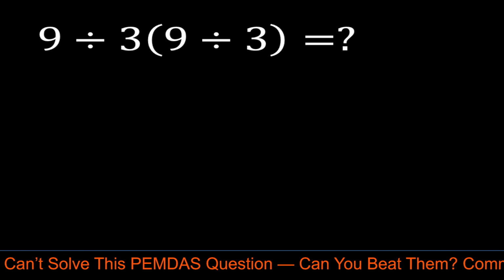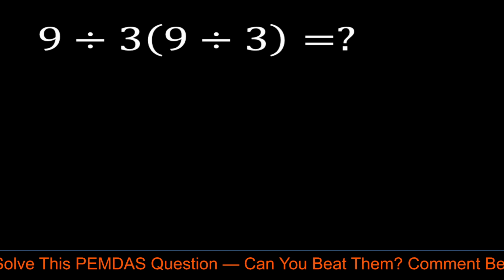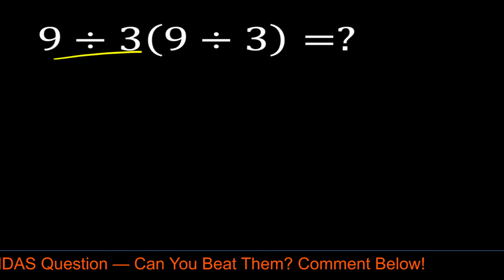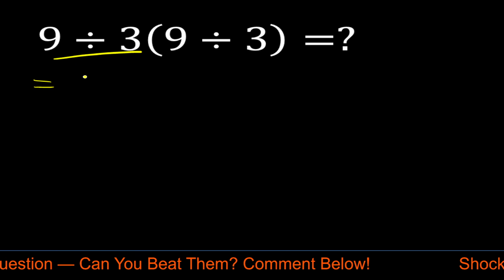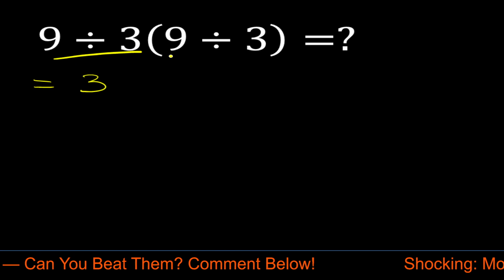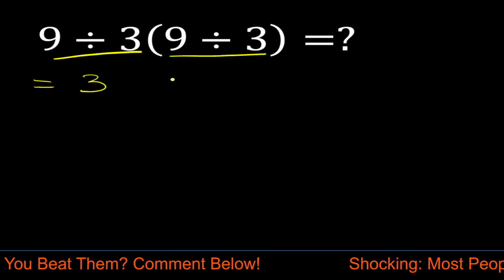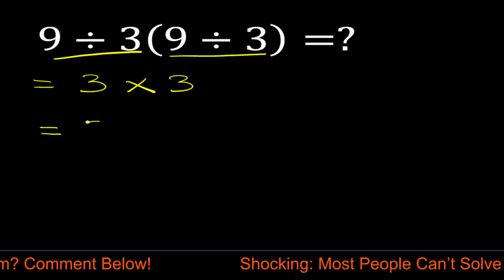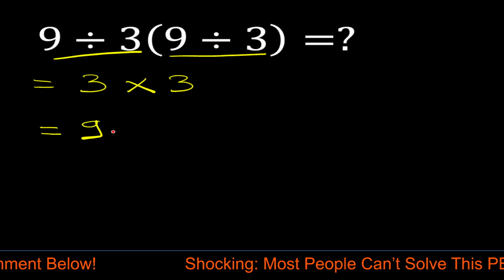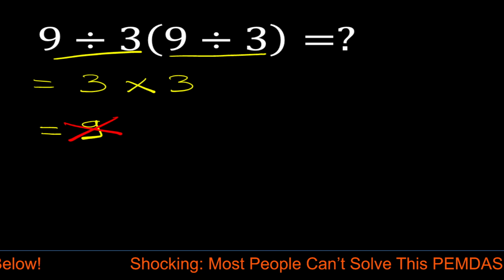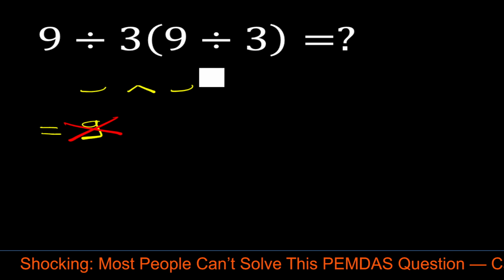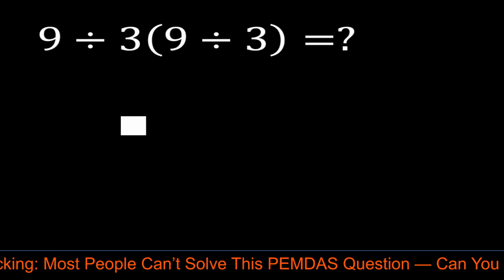So most people solve this question like 9 divided by 3, right, is equal to 3. Then again 9 divided by 3 is equal to also 3. Now 3 times 3 is equal to 9. But this answer is not correct. This answer is completely wrong, right? So now let's solve this problem correctly by using the PEMDAS rule.